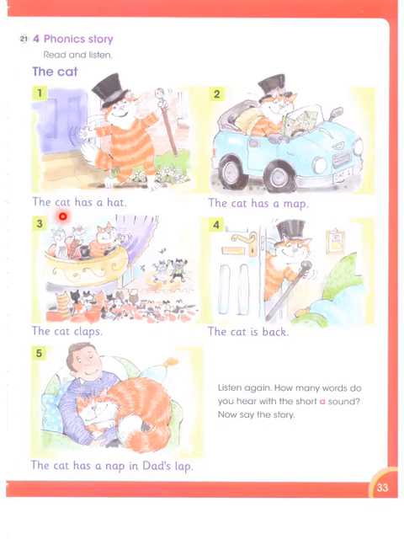So now we'll see where all the words with A are. Here it is written A. Cat. Has. Hat. The cat has a map. The cat claps. Here the letter A is here. Claps also has the letter A. The cat is back. Cat and back have the same sound. The cat has a nap in dad's lap.